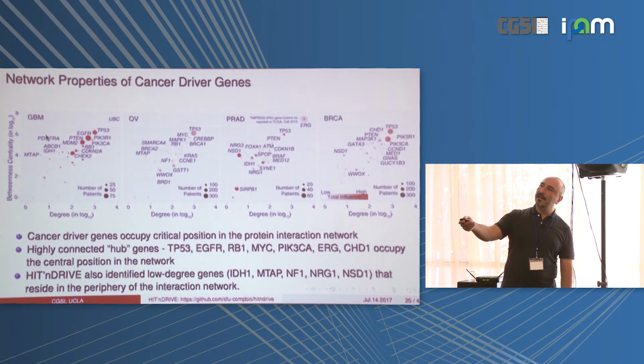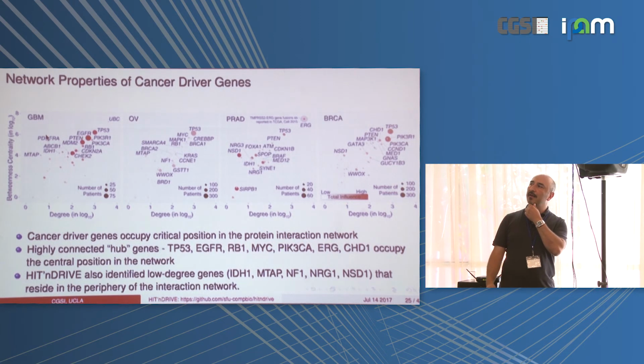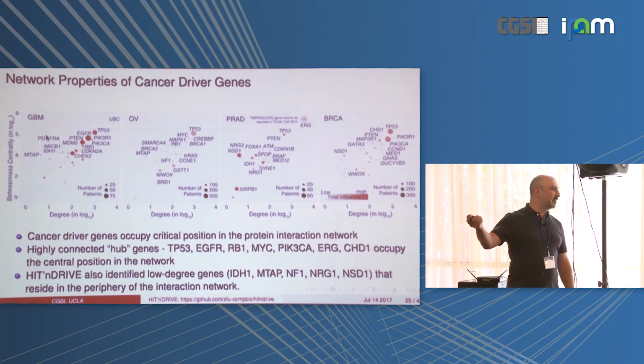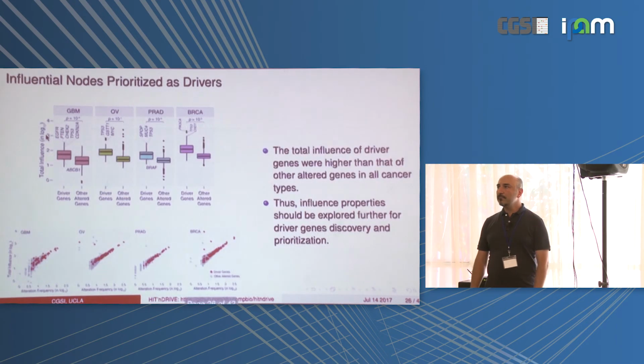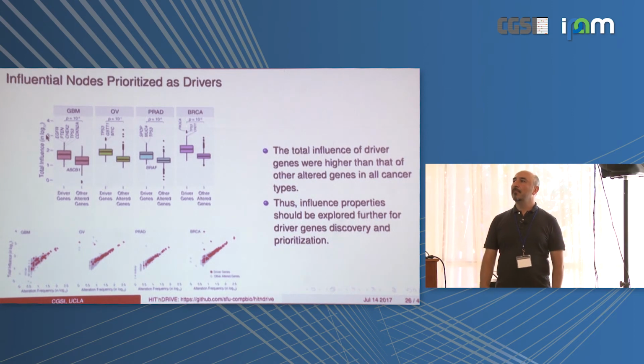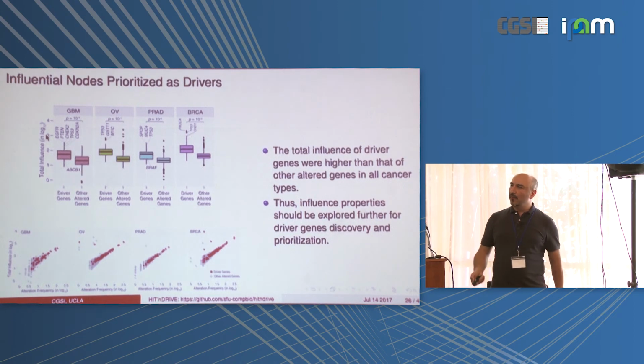If you look at network properties of the cancer driver genes that we identified, there are some hub genes that always appear, but HIT'nDRIVE also identifies some low-degree genes, which are not hubs, as potential drivers, as they have a lot of outgoing influence.